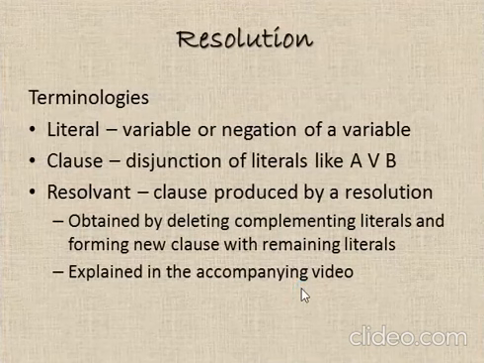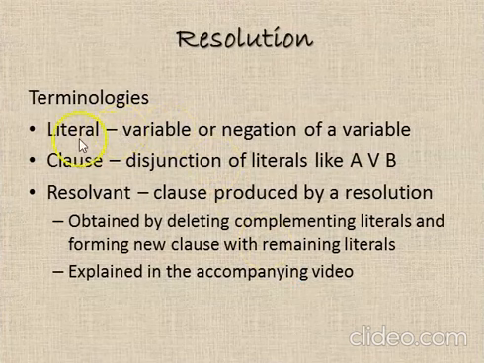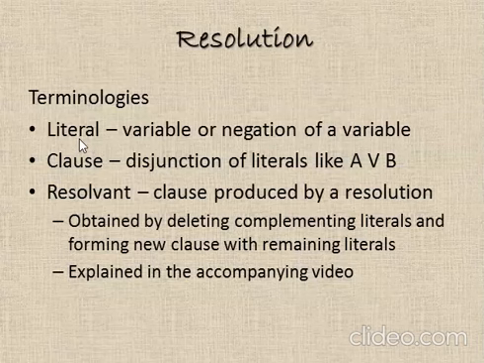And let us see some terminologies associated with this. First one is a literal. A variable or negation of a variable is called a literal. Suppose if we say A, then A is a literal, not A is also a literal. Then we have a clause. Disjunction of literals like A or B is called a clause. Then we have a resolvent. A clause produced by a resolution method is called a resolvent. It is obtained by deleting complementing literals and forming a new clause with the remaining literals.